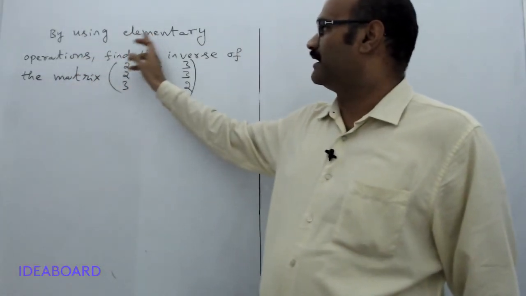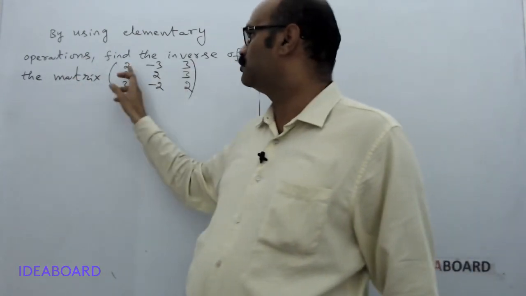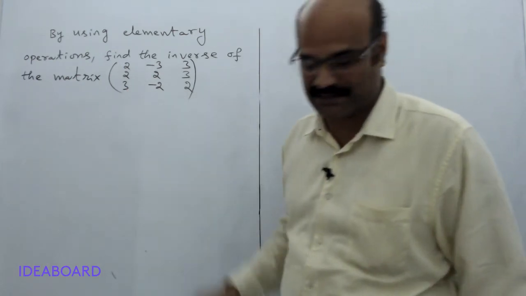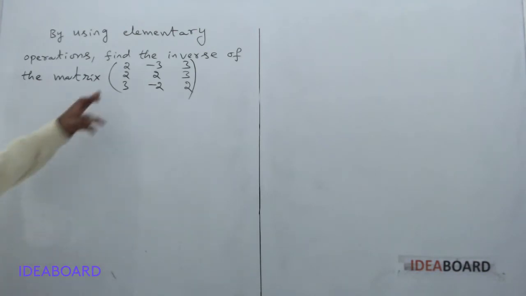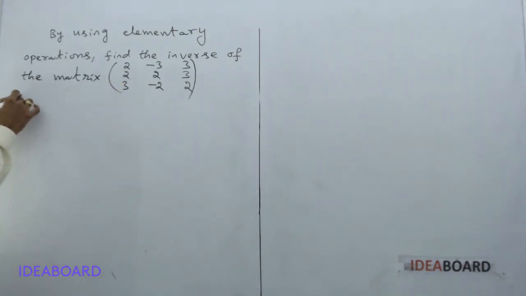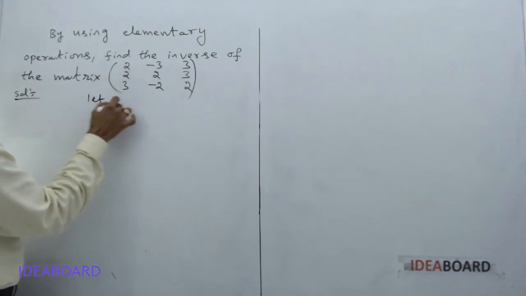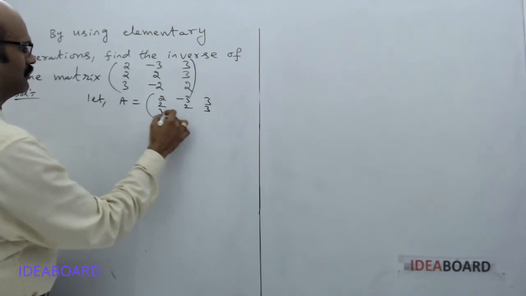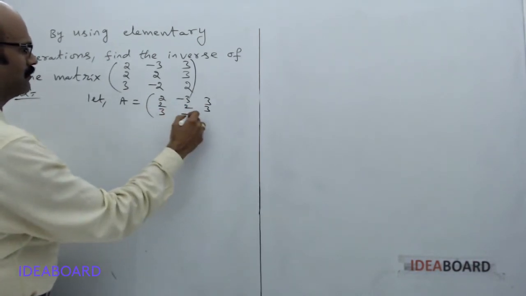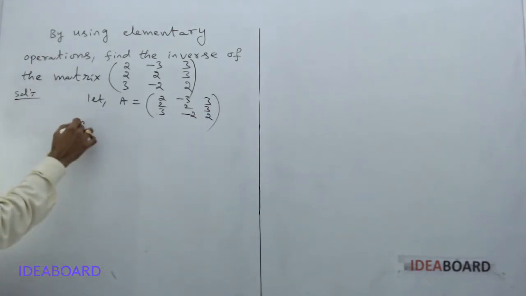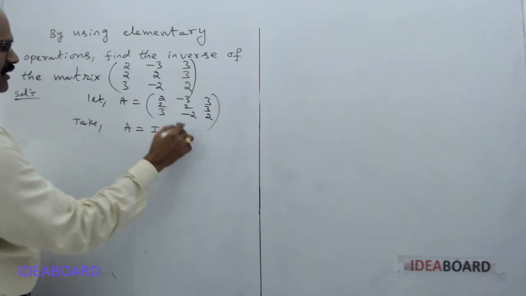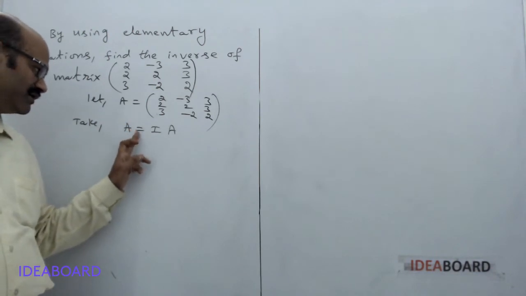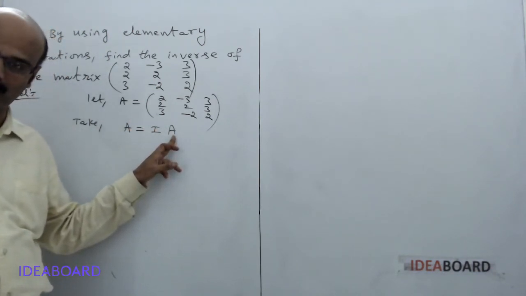Next problem, by using elementary operations find the inverse of the matrix 2 minus 3 3, 2 2 3, 3 minus 2 2. This is a 3 by 3 matrix. Let A equal to given matrix. Now take A equal to I into A. Whenever you take A equal to I into A, we have to apply row operations. If you take A equal to A into I, we have to apply column operations.